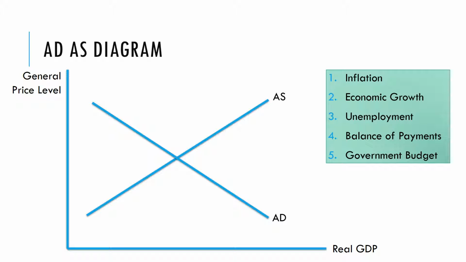We can also look at what impact the government might have on the economy. So if government increase spending, what impact might that have on aggregate demand? But also if they increase something that benefits the businesses within the economy, what impact might that have on aggregate supply? So it's a really useful diagram and a really useful model for us to analyze what's going on in the economy.